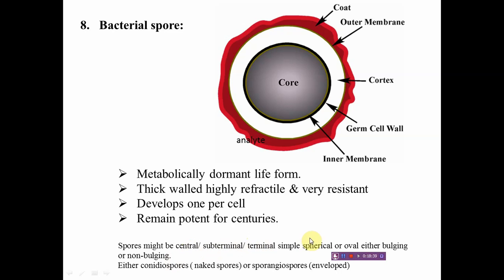The spores are sometimes thicker than the mother bacillus. They are called bulging spores. Often they are non-bulging, that is, their thickness is small as compared to the mother bacillus. And sometimes the spores are covered by a sporangium or some sac. They are called enveloped spores or sporangiospores. Sometimes the spores are not surrounded by any sac-like structure. They are called conidiospores or naked spores.